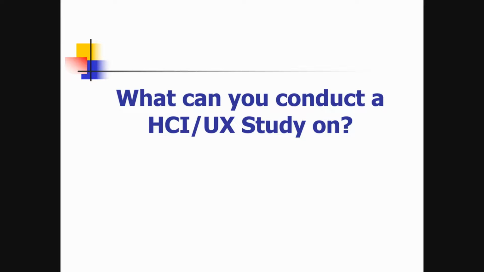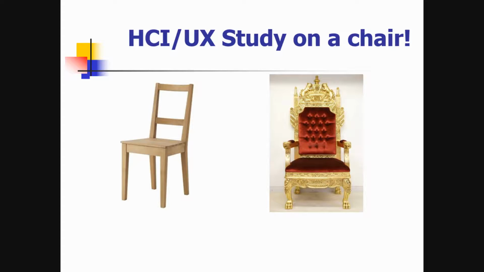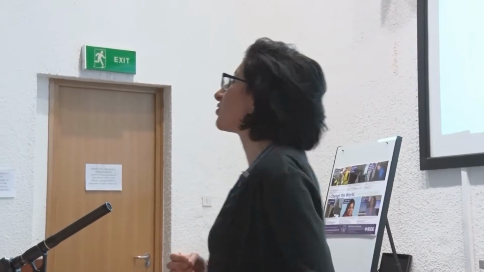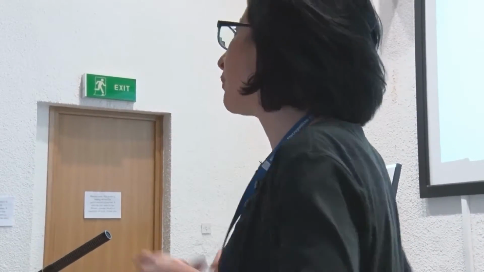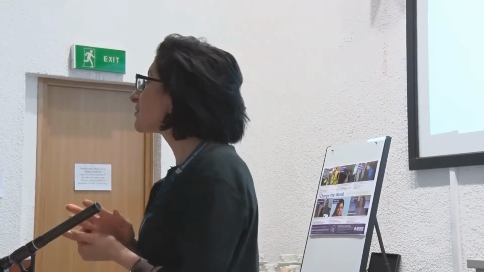So what can you conduct an HCI UX study on? Some people think it's just websites, just apps. But believe it or not, you could conduct a study on a chair. I'll show you this chair. We could analyse how a user sits on the chair. What goes through their mind when they're interacting with the chair? What are the emotions that go through their mind? And if I put them on this chair, how would their emotions change? Would they feel better? Would they feel like a king? Would they feel important? Would they feel more comfortable? What are those thought processes going through their mind?